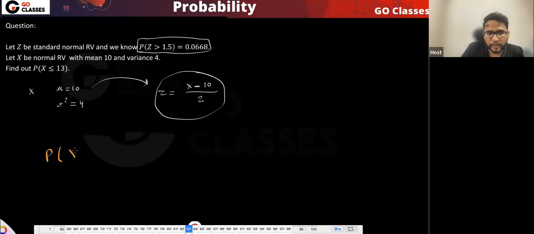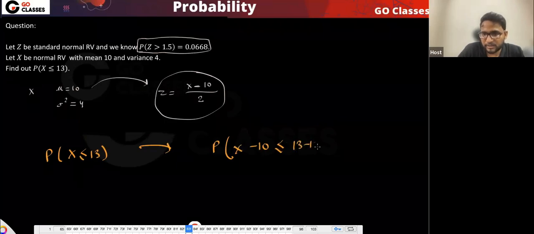So they want to find out X less than or equal to 13. I will say, let's just subtract 10 from the left hand side and the right hand side. So instead of finding the probability of X less than or equal to 13, I will find the probability of X minus 10 less than or equal to 13 minus 10, which means the probability of X minus 10 less than or equal to 3.